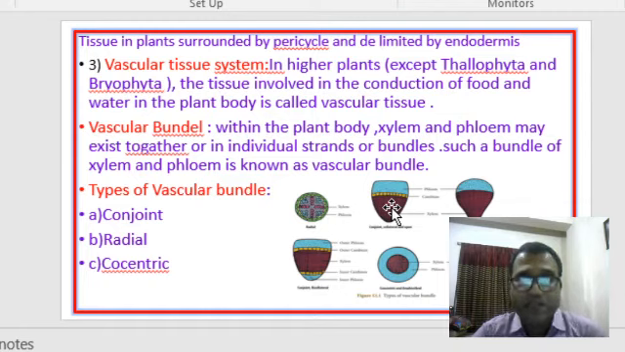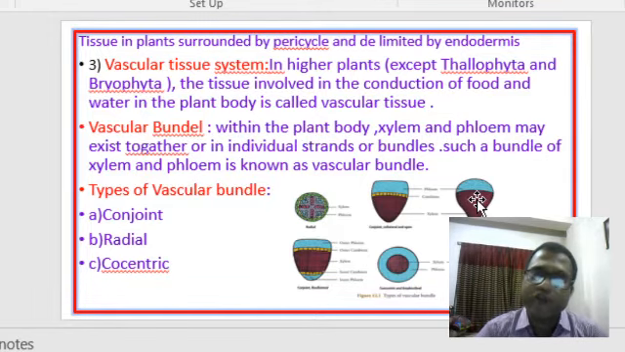And next one is closed conjoined collateral vascular bundle. This one is the closed conjoined collateral vascular bundle. In this vascular bundle, in between xylem and phloem, cambium is absent. And these types of vascular bundle are found in monocot stem.